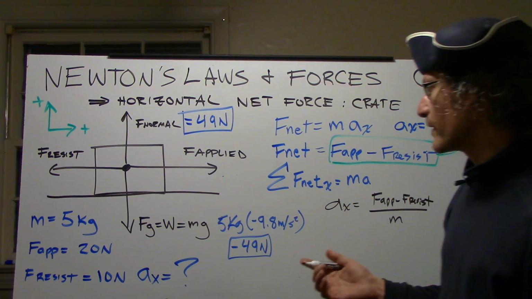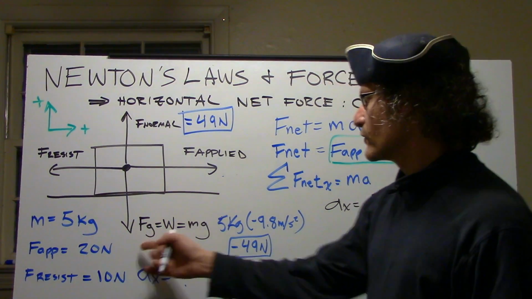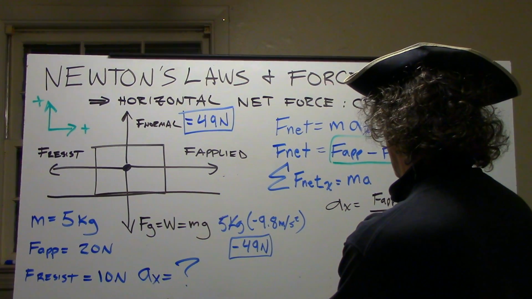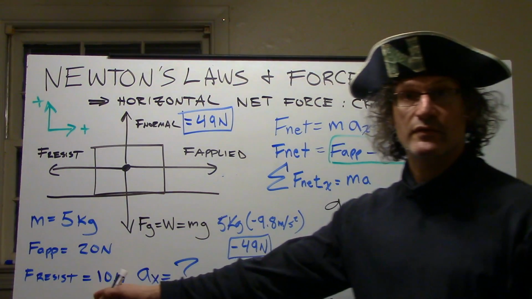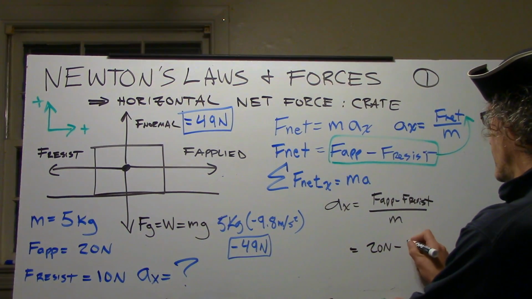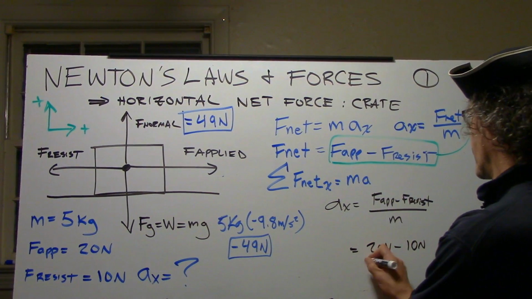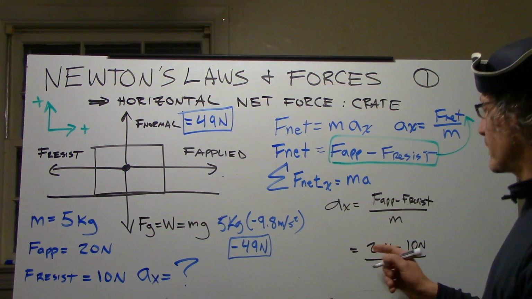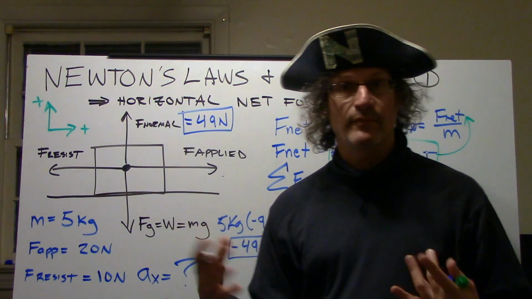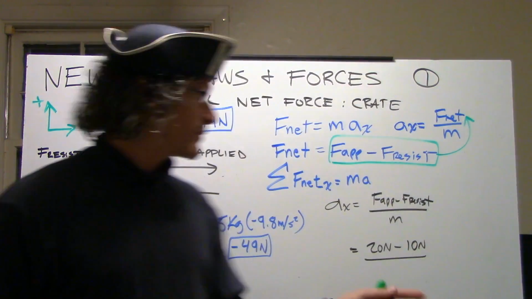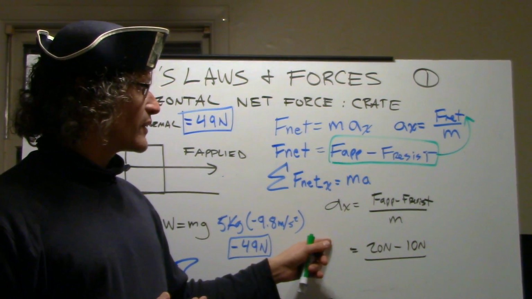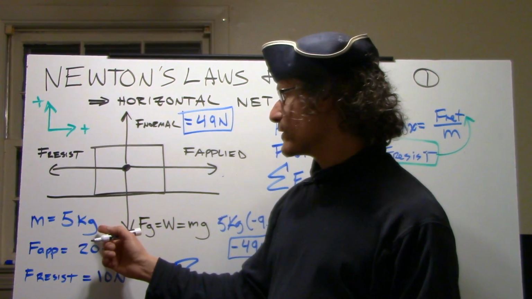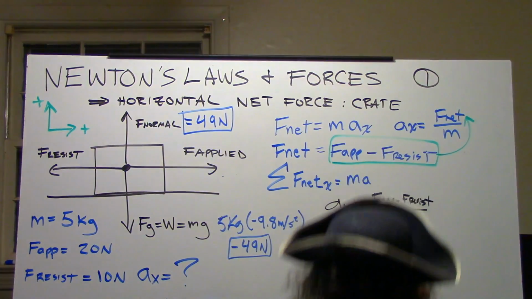That's it. Now, if we want to know what force applied minus force resist is, we could just plug in the values. And so let's do that. We have 20 newtons minus 10 newtons for force resist, 10 newtons, and that alone gives us the net force, which happens to be 10 newtons, and we divide that by mass to get the acceleration. Well, what is the mass? The mass is 5 kilograms.